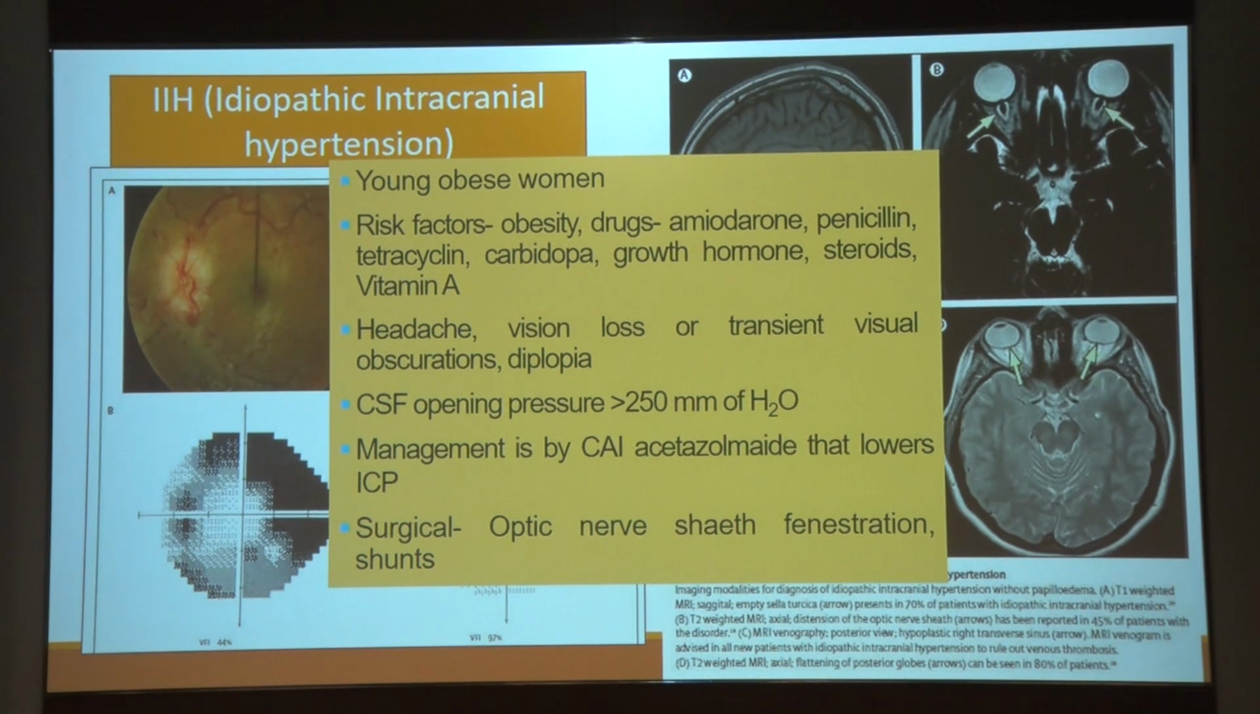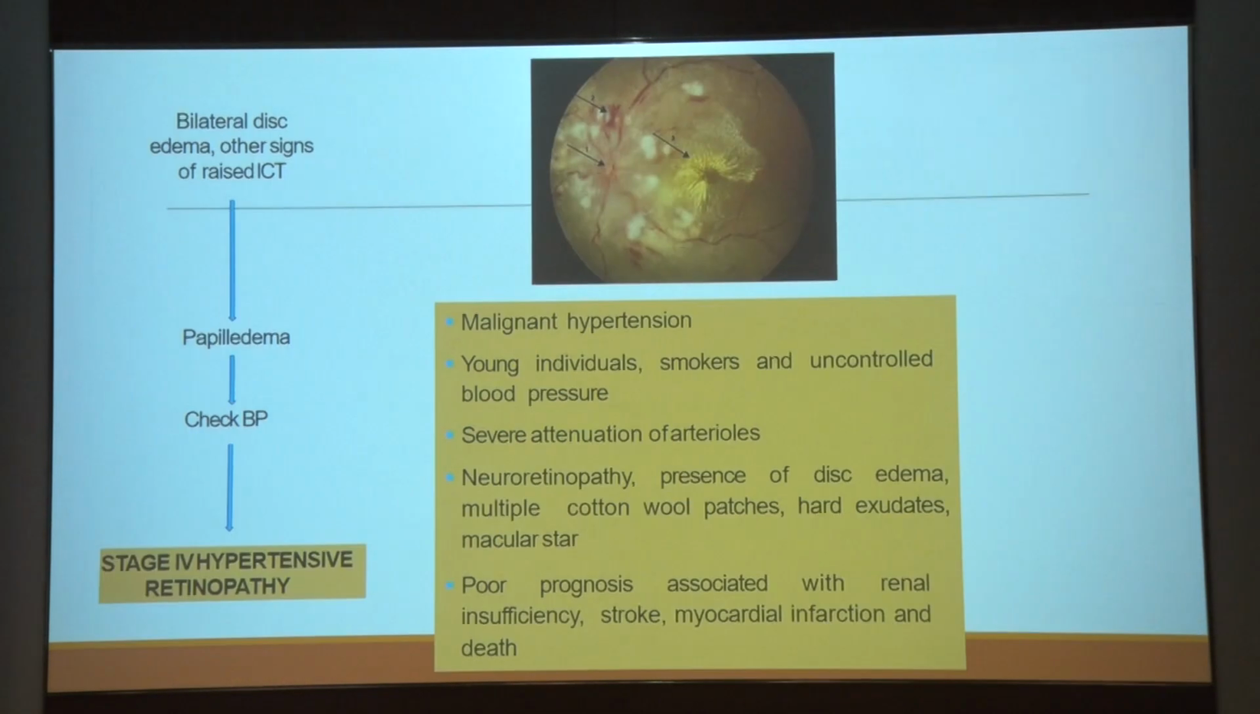How do you manage it? Medical management: you use carbonic anhydrase inhibitors and other diuretics to lower the ICP. If it doesn't work, then we do optic nerve sheath fenestration. And if not, then you go ahead with VP shunt surgery.